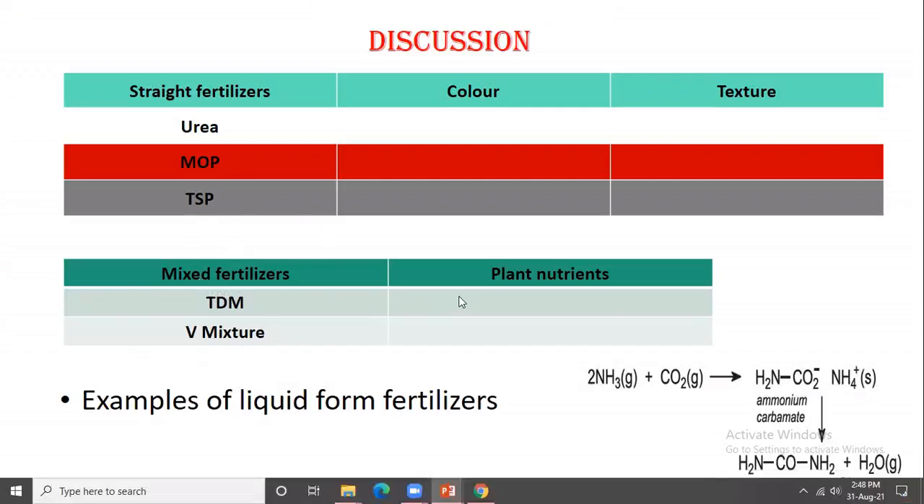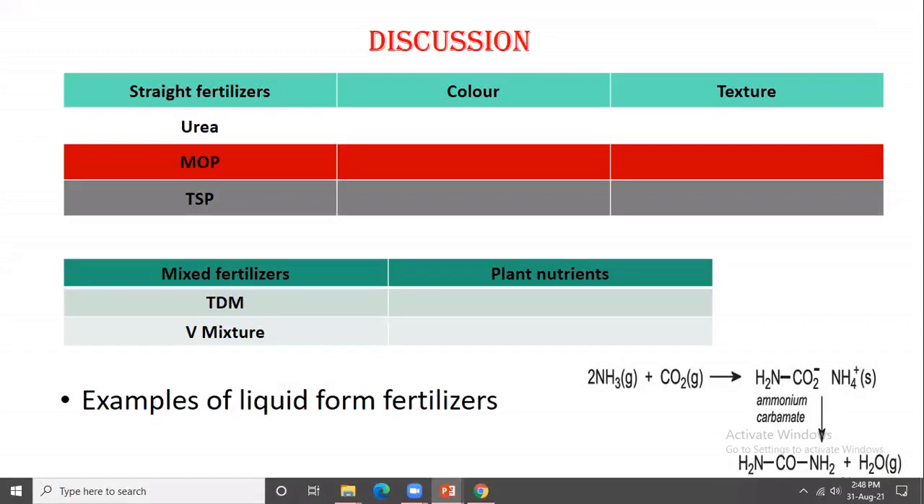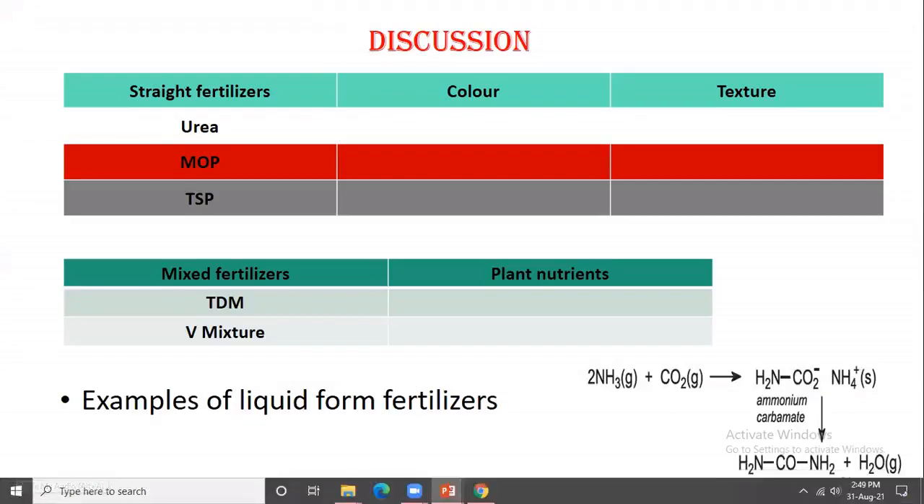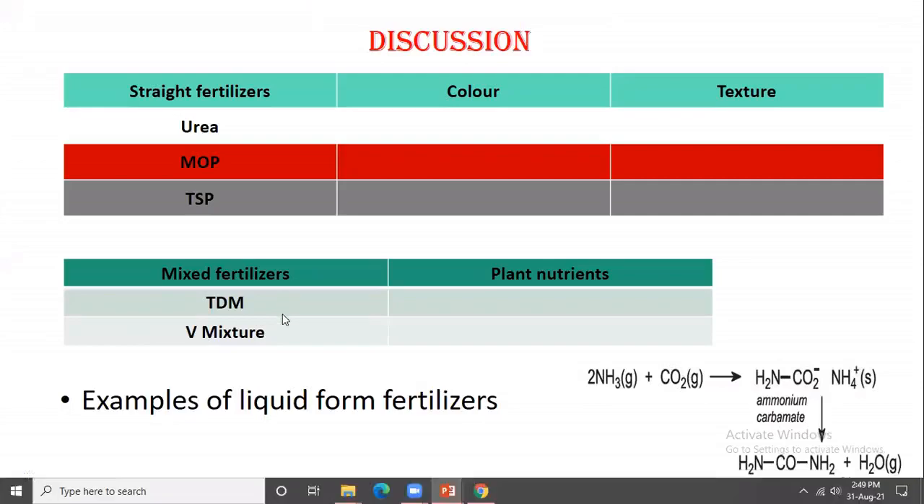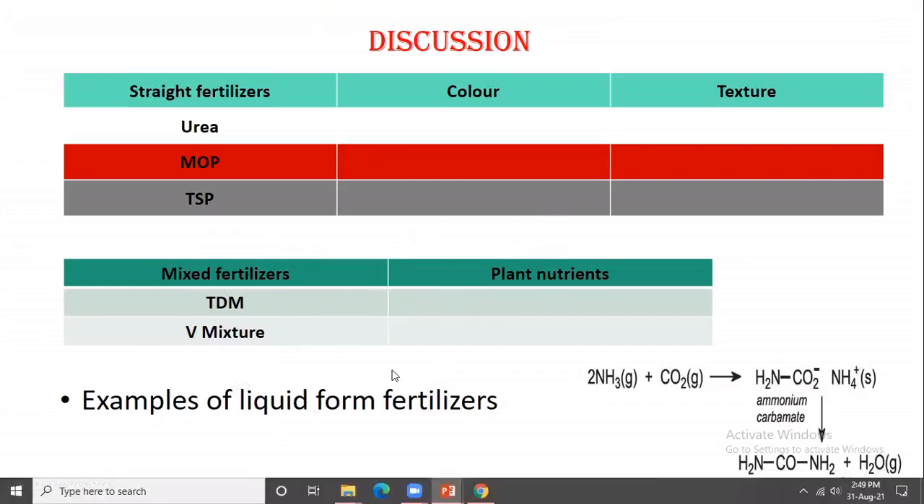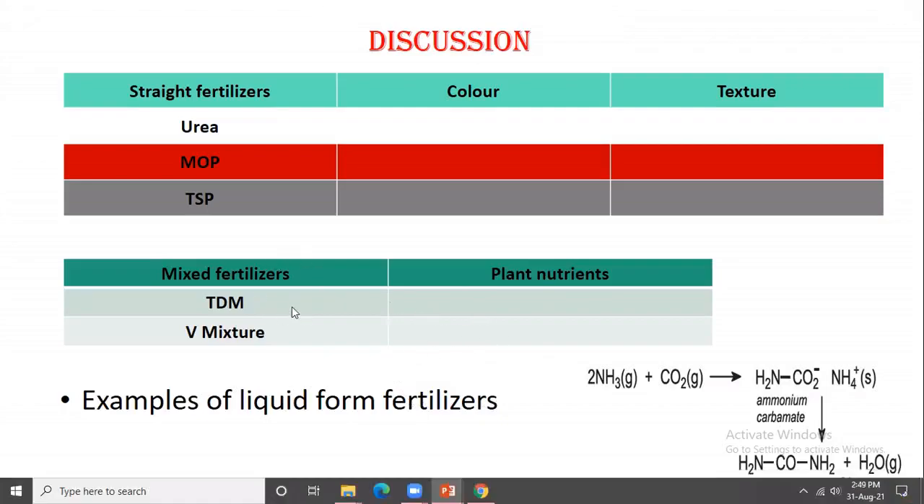Then mixed fertilizer. What is the definition of mixed fertilizer? It contains 2 or more primary nutrients. But the important point is that it is a physical mixture. Otherwise it is a complex fertilizer, which is a chemical combination. This is the important point. You can write: a physical mixture, or we can prepare it manually without chemical combination. Like that you can write.